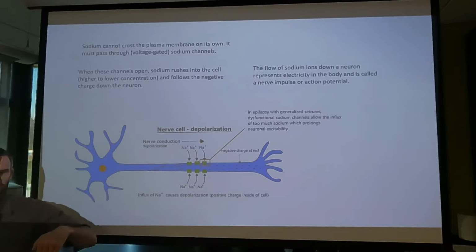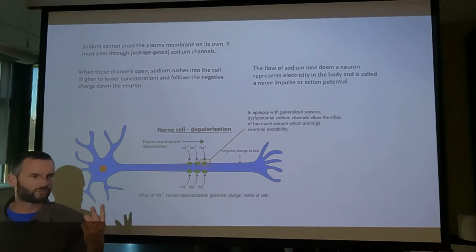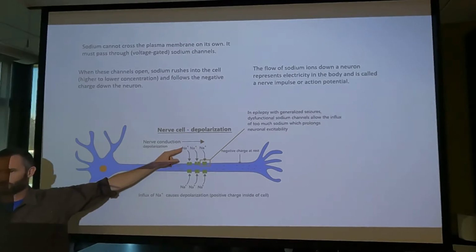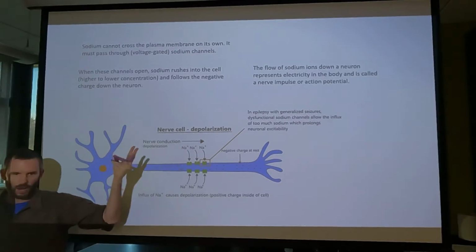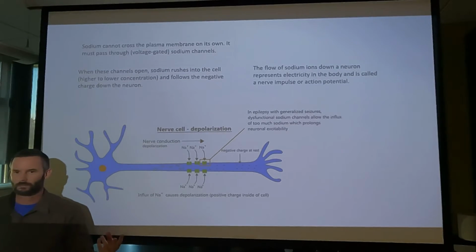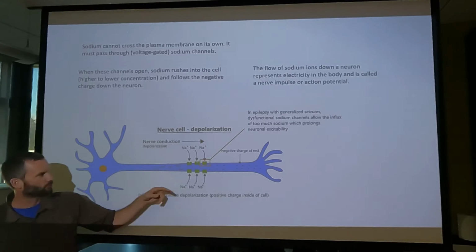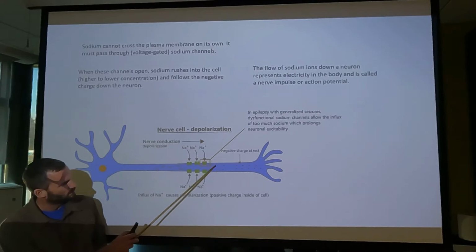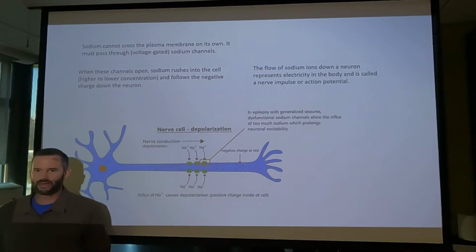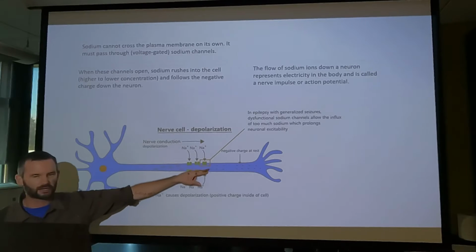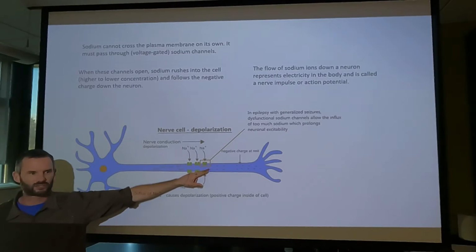It's going to move into the cell. And why is it going to do that? There's 2 reasons for it. One is because there's a higher concentration outside than inside. So by a property called diffusion, it diffuses into the cell. Can anybody think of another reason why sodium may rush into the cell? There's a negative charge inside the neuron. So the positively charged sodium rushes in towards the negative charge. Opposites attract.